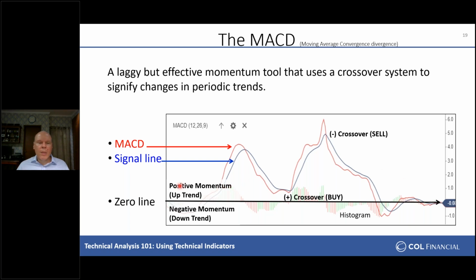Now let's talk a little bit about what positive momentum and negative momentum mean. With the MACD standing over the zero line, the way you see it the majority of the time over here, that means it's showing you positive momentum, that means you're looking at a trend that is generally upwards. And so in an uptrend, what should you be spending your time doing? You should be spending your time looking for potential buys.